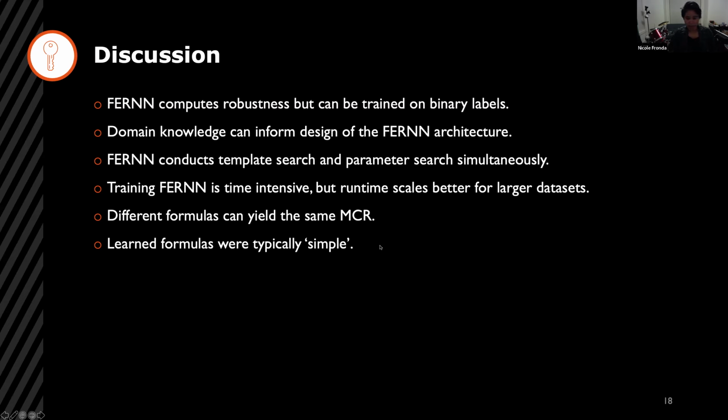We also found that in our experiments, different formulas can yield the same or very similar MCR, which indicates that further research is required to explore more appropriate metrics beyond MCR for evaluating logical inference. Also, that several formulas were really simple suggests a need for richer selection of data sets in logic inference research as well.